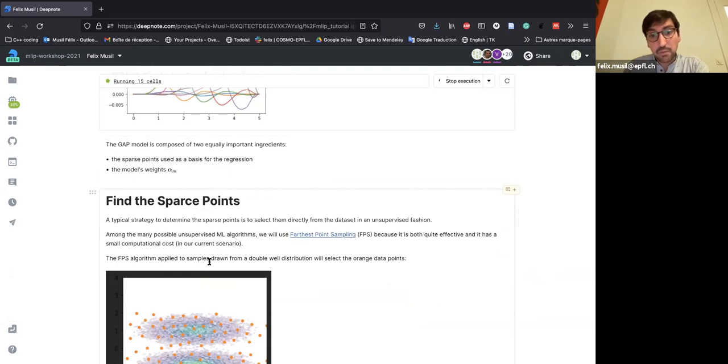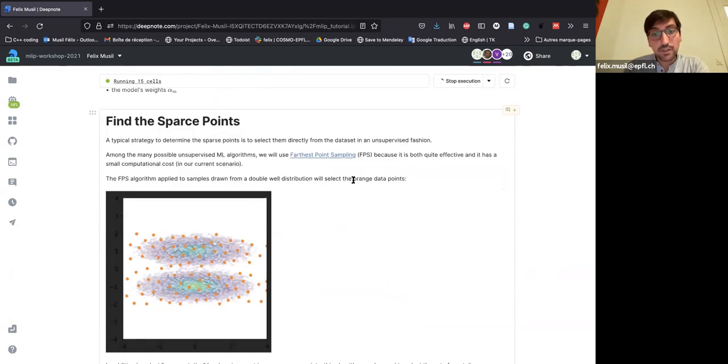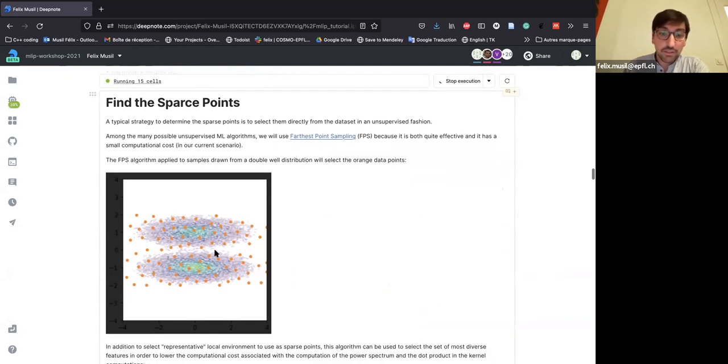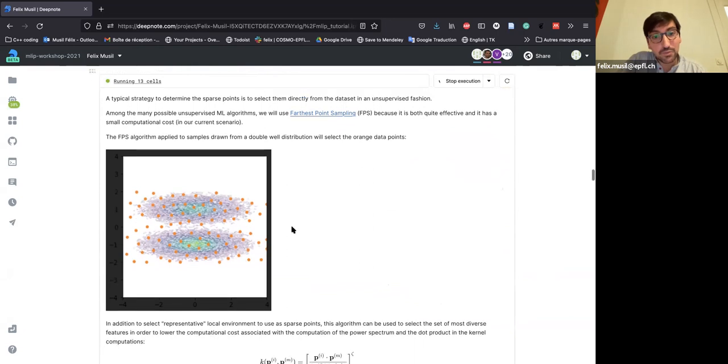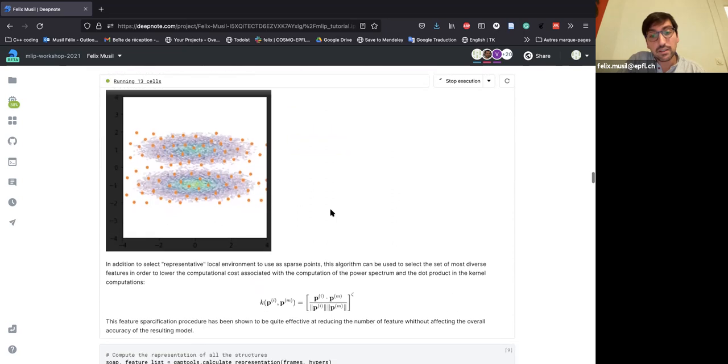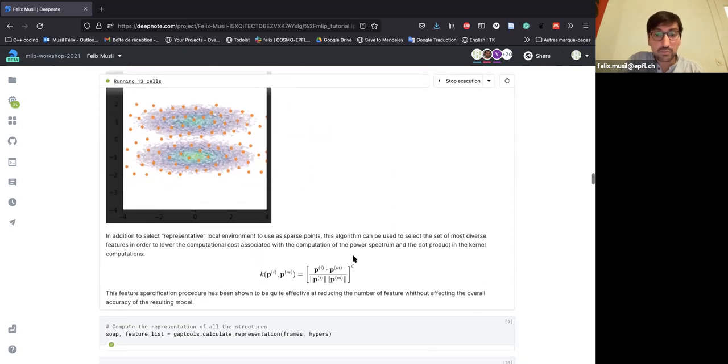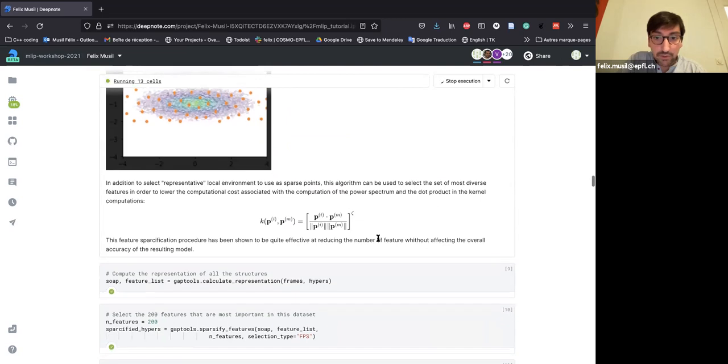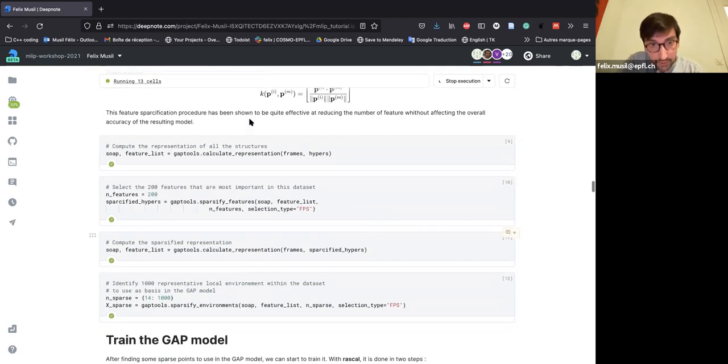And then we want to find the sparse points. To do that, we are going to use the farthest point sampling algorithm. So if we have, let's say, this double well distribution of points, what the farthest point sampling algorithm will identify as good points are these orange dots. So we take points as uniformly distributed as possible from the data set, and so we select them.